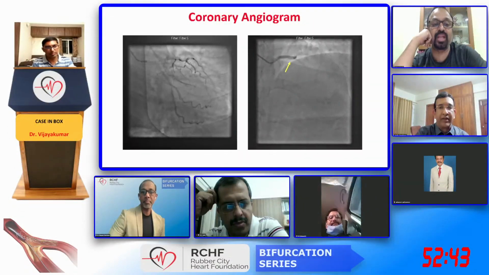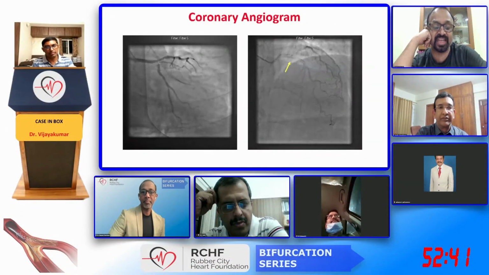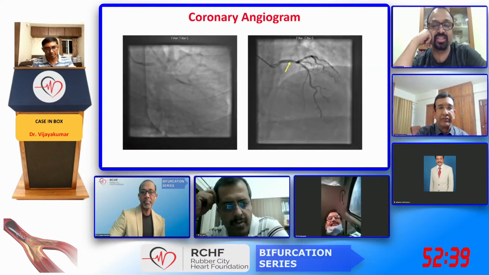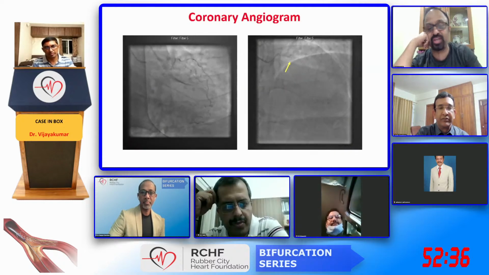So I presume that you will have ended up with a 2-stent strategy after adequate lesion preparation, aided by imaging. Madhu, you want to add some more points, please?